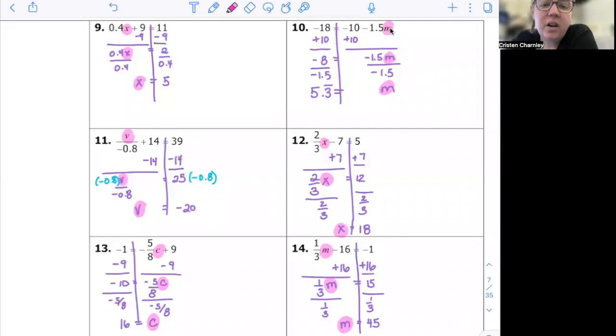So these are the solutions to numbers 9 through 14. You can pause the video here if you need to check your answers. I've gone through and highlighted the variable in each step so that you can see where that variable sits. Remember, for all of these, add and subtract come first. Then multiply and divide comes second. All right, so good job.